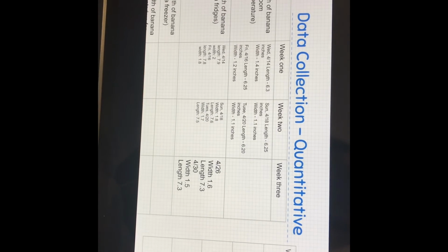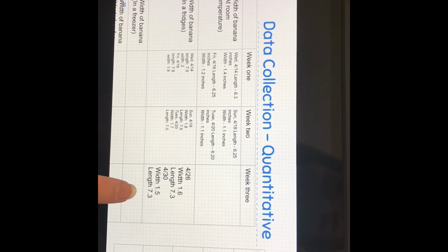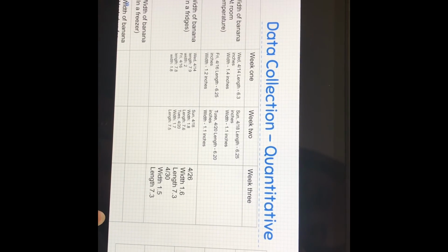Chemical reaction research, week 4. This is all of the data for the last 3 weeks.